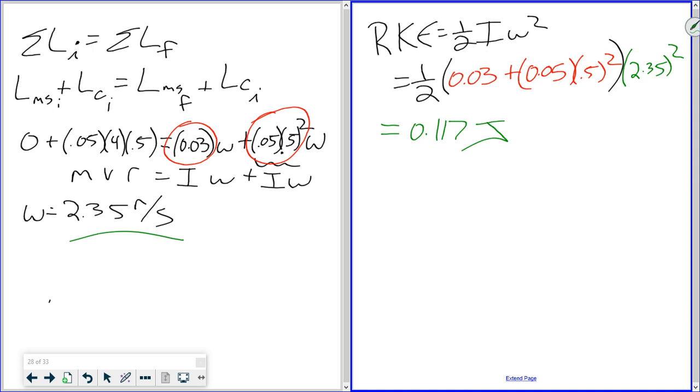Because it's rotational kinetic energy. All right, so that's the rotational kinetic energy immediately after the collision. And so the idea is our meter stick is going to swing up.